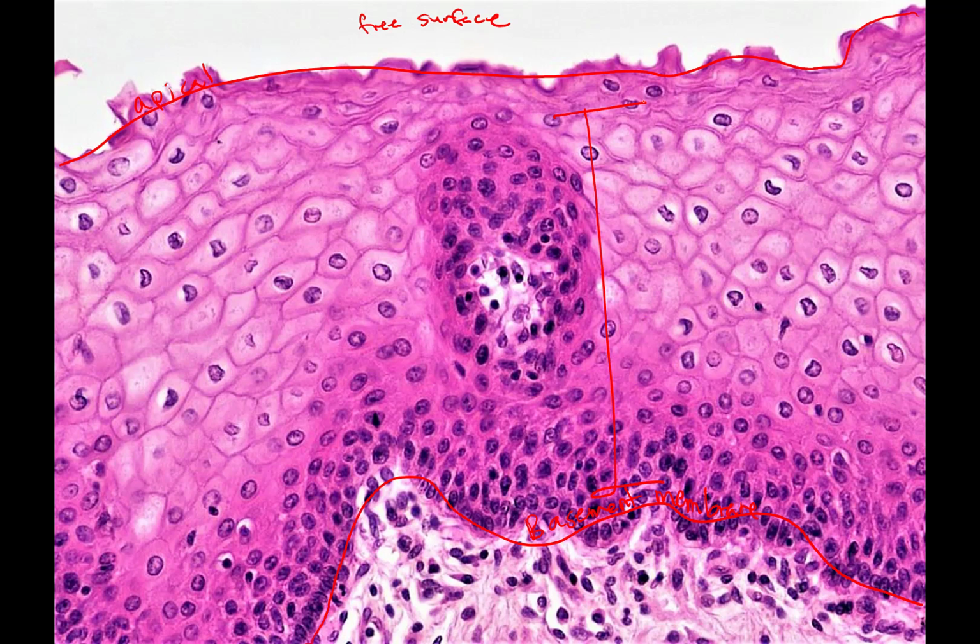And the first thing that we use is layer, right? So how many layers? Well, too many to count. So I'm just going to say stratified. As long as it's more than one layer, it's stratified. I don't care how many layers, it's going to be stratified. Okay, what is the shape?